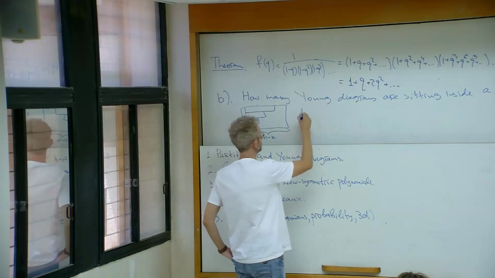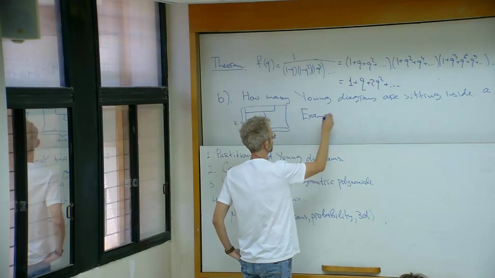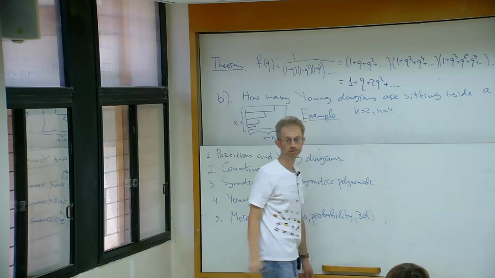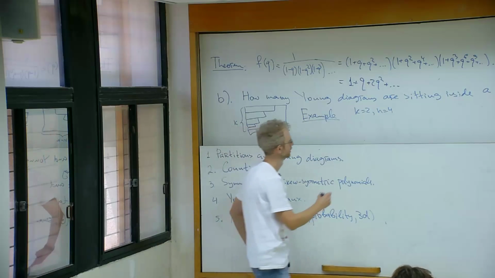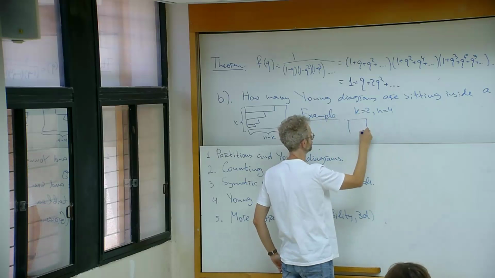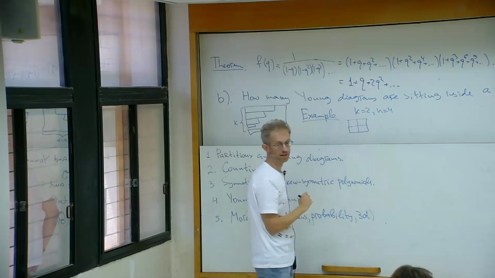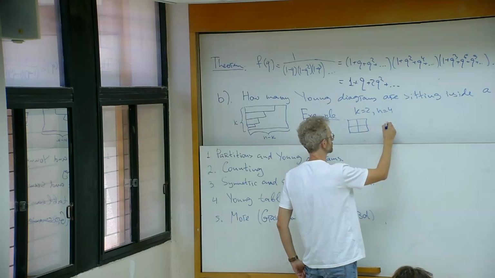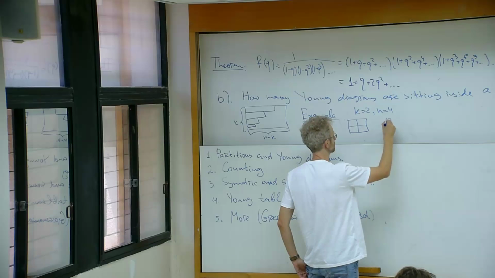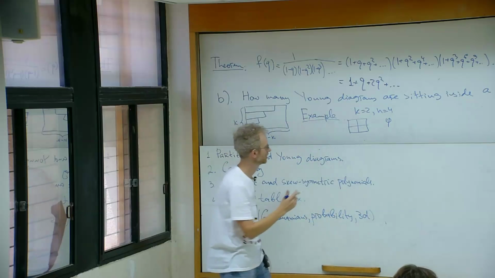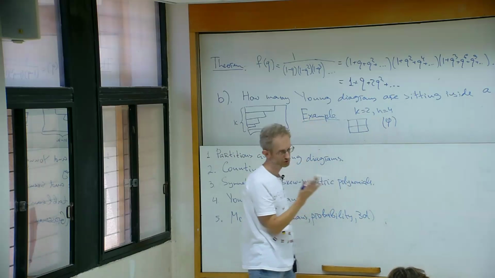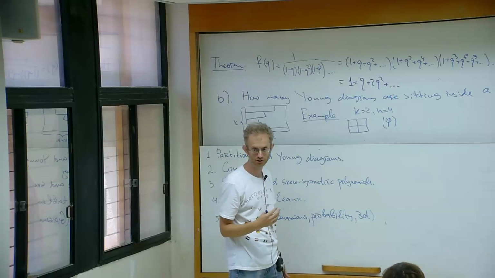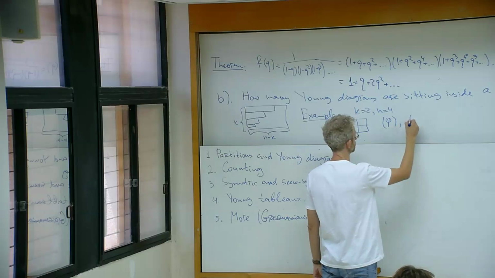Let me give you an example. Let k be 2 and n be 4, so my box is 2 by 2. This is my box. What diagrams do I like? The trivial one first, the empty diagram. Let's consider this as a partition of 0. Of course it's a matter of taste, but if you want to partition 0, there's only one way, just nothing.